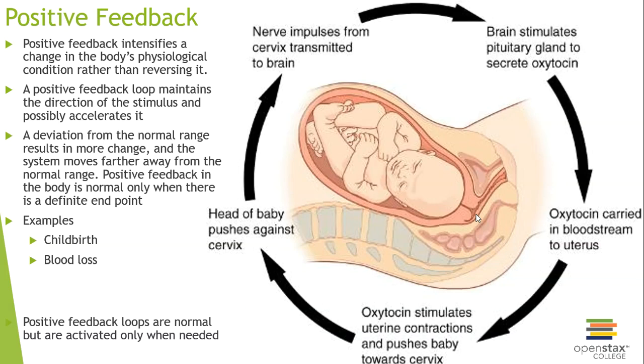As the head starts to push against the cervix, it's going to have nerve impulses in the cervix that will then send a signal back to the brain that says, okay, here we go. It's time to push this kid out. Let's continue to increase those oxytocin levels. Let's increase that signal, and let's get this kid out of here because it's time to go. And that's important in a lot of things.